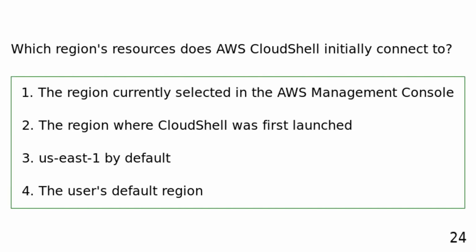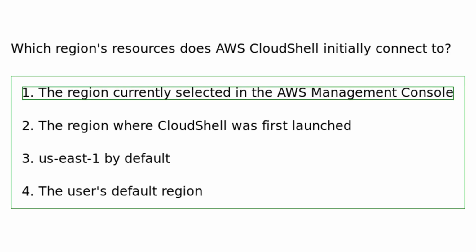Which region's resources does AWS CloudShell initially connect to? The region currently selected in the AWS Management Console. The region where CloudShell was first launched. US East 1 by default. The user's default region. AWS CloudShell initially connects to the region currently selected in the AWS Management Console.